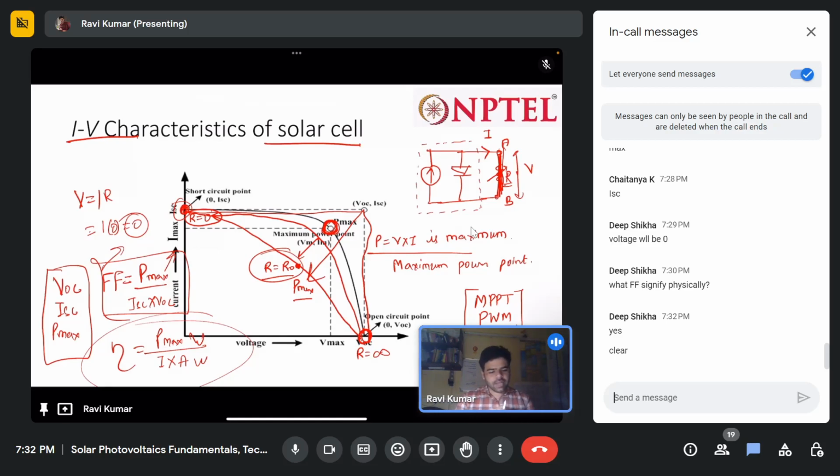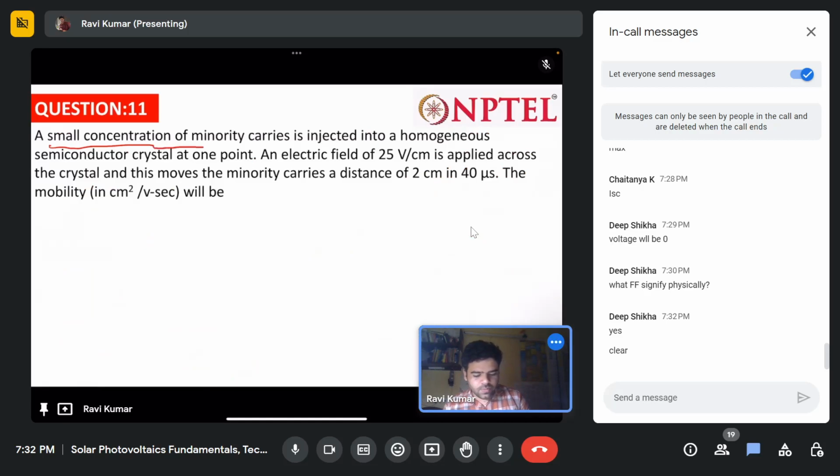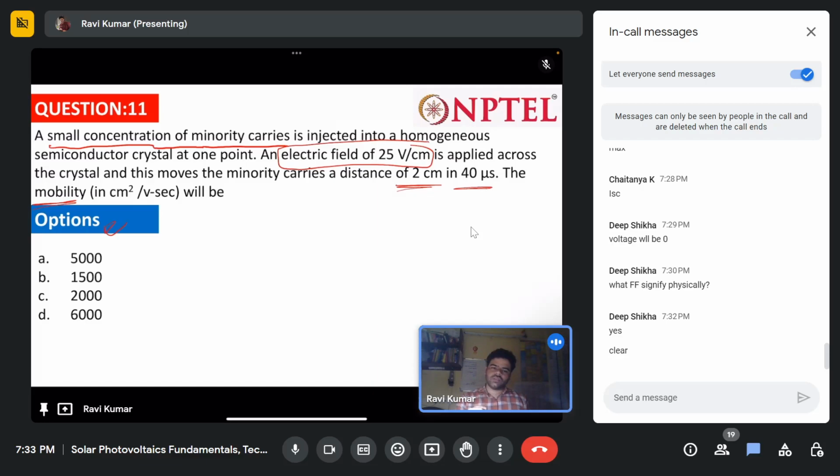Okay, so I have a small question. It says a small concentration of minority carriers is injected into a homogeneous semiconductor crystal at one point. The electric field is given as 25 volt per centimeter, and the minority charges are moving a distance of 2 centimeter in 40 microsecond. You need to calculate the mobility. And these are the options. It is very simple. If you don't know the formula, let me know.